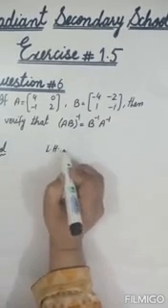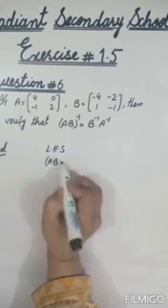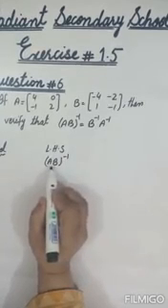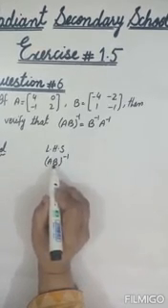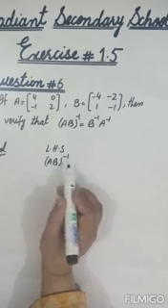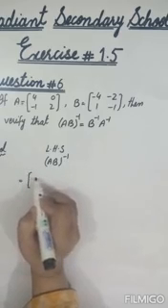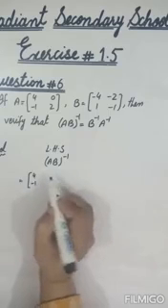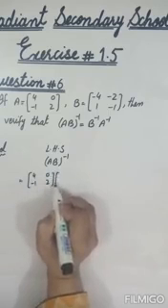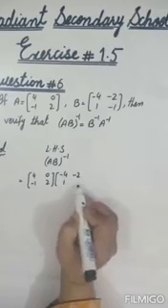Left hand side is equal to (AB) whole inverse. In this side, first of all we have to put the values of A and B, then we have to find out the product, then we have to take the inverse. How? A is equal to [4 -1; 0 2] multiply by [-4 1; -2 -1].